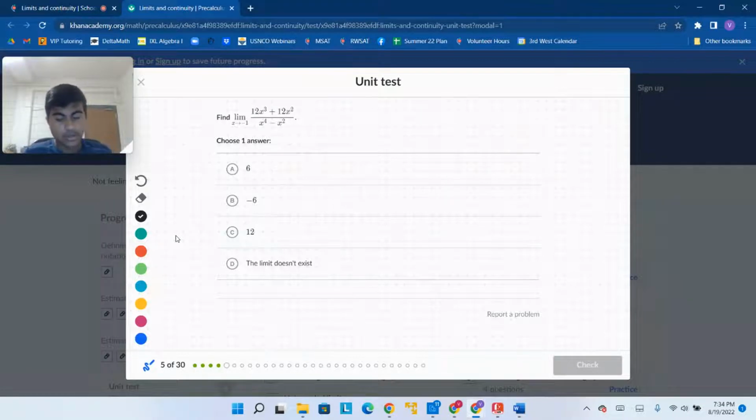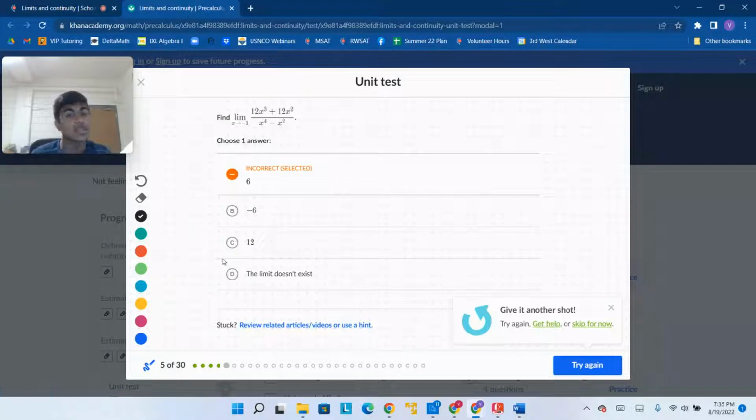We get, again, that the limit is going to be roughly 6. All right, that's what the limit is going to be. That's what it's going to go to. It's going to go to 6. Okay? So it's at 6. That's our limit. And we can keep going.